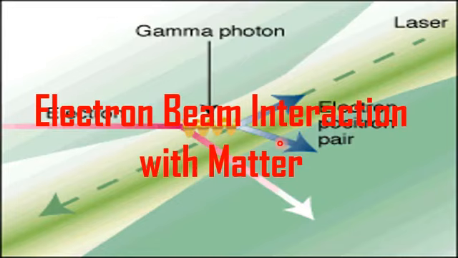So in order to understand Auger electrons in depth, it is very important to understand the interaction of the electron beam with matter.